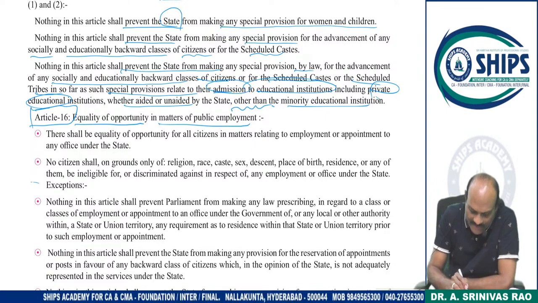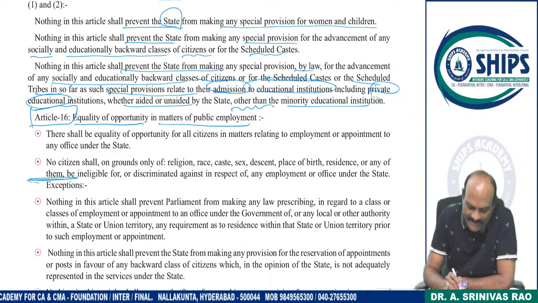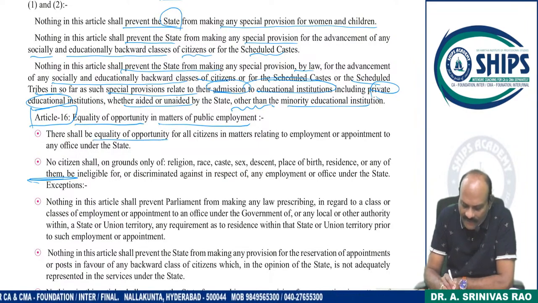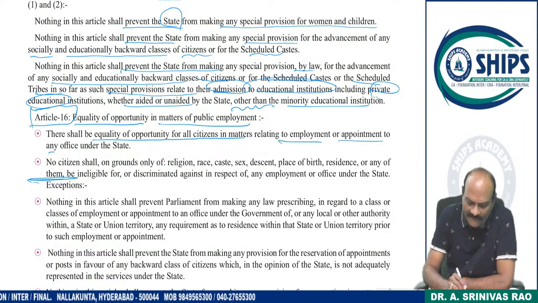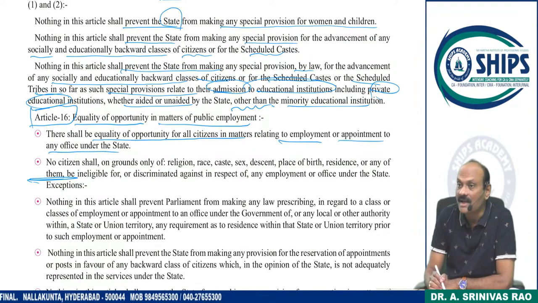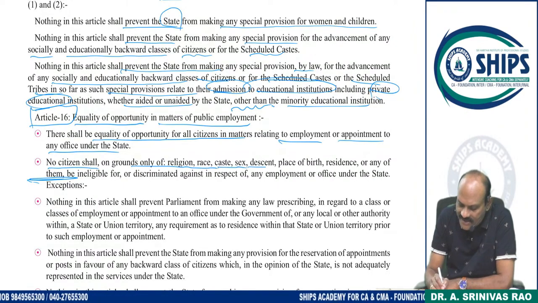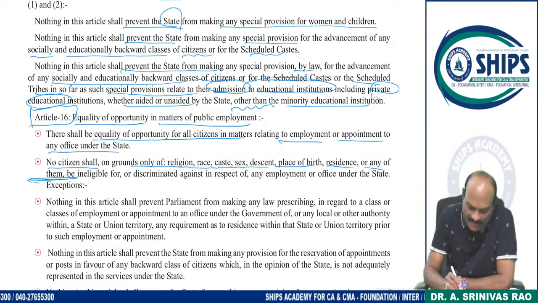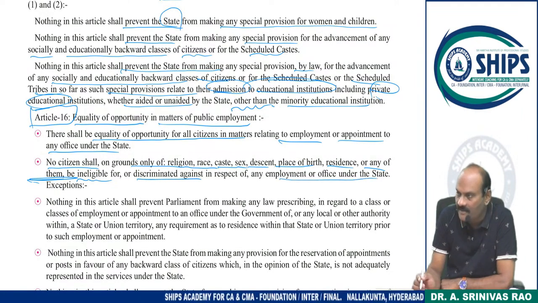Now see, the first two points are equally important. The remaining are all exceptions. What are the first two points? There shall be equality of opportunity for all citizens in matters relating to employment or appointment to any office under the state. All citizens of India should get equal opportunity. And the second one: no citizen shall, on grounds only of religion, race, caste, descent, place of birth, residence or any of them, be ineligible for, or discriminated against in respect of, employment under the state.